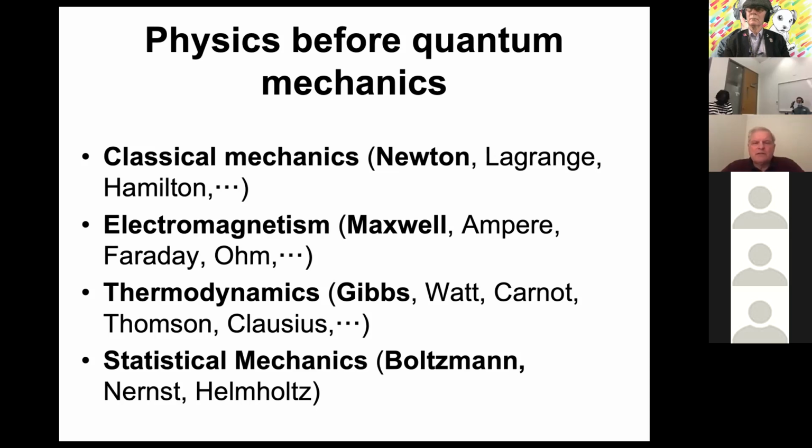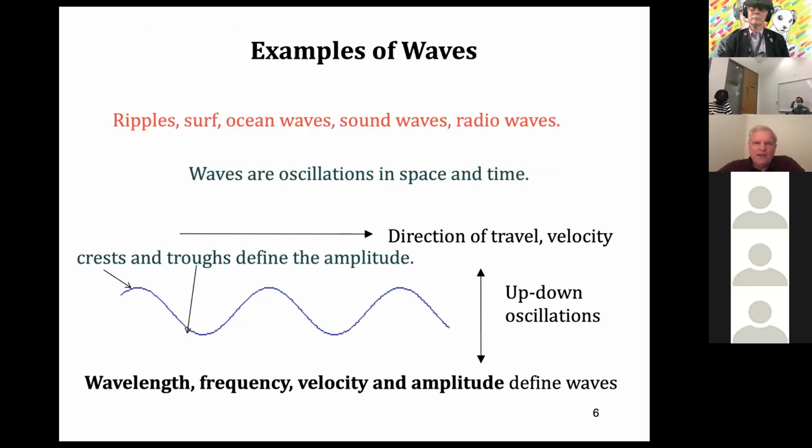So this was basically the physics, the building blocks of physics before quantum mechanics. Very nice, very neat, very elegant, very mathematically precise and beautiful, in fact. And there were basically two kinds of approaches, two independent approaches to physical phenomena.